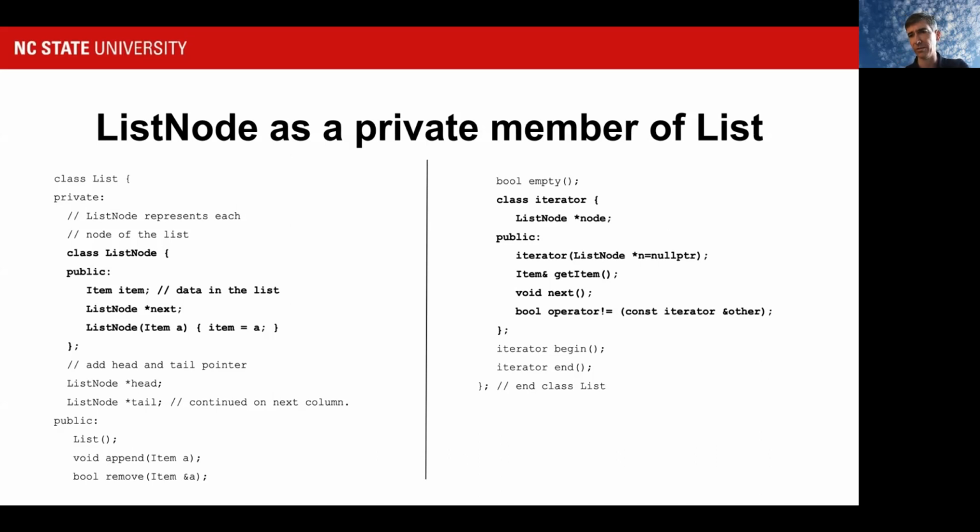Now, since we brought these types inside of list, one thing to note is that if we want to refer to their type names, we have to write something like list::ListNode or list::iterator if we're ever writing code outside of this class declaration. Since they're properly nested inside list, list now becomes part of the naming scope for referring to the list node or the iterator class.